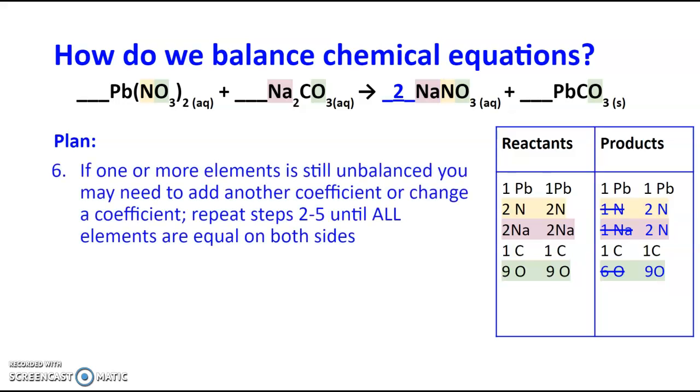However, if one or more elements is still unbalanced, you might need to add another coefficient or change a coefficient. So you really need to repeat steps 2 through 5 until all elements are equal on both sides. So you need to keep counting them and then seeing where the mismatch is and trying to change coefficients. And we're going to do some examples like that.